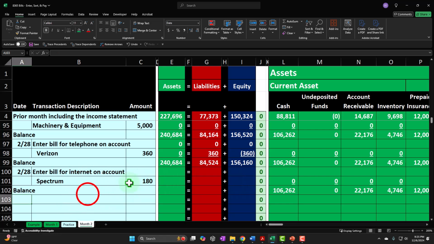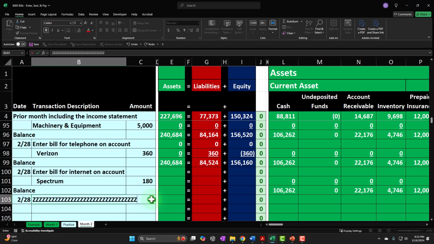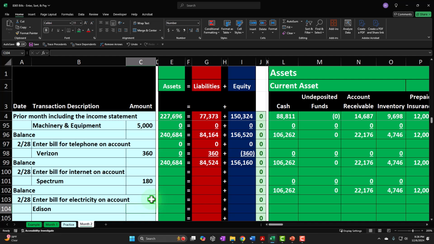Okay. All right, the next one is the electric bill, so we'll do this a little faster because I think we've got the routine down. Oh, what happened there? That's the wrong button. This is going to be enter bill for electricity on account. So that came from Edison, our electric company, 648.